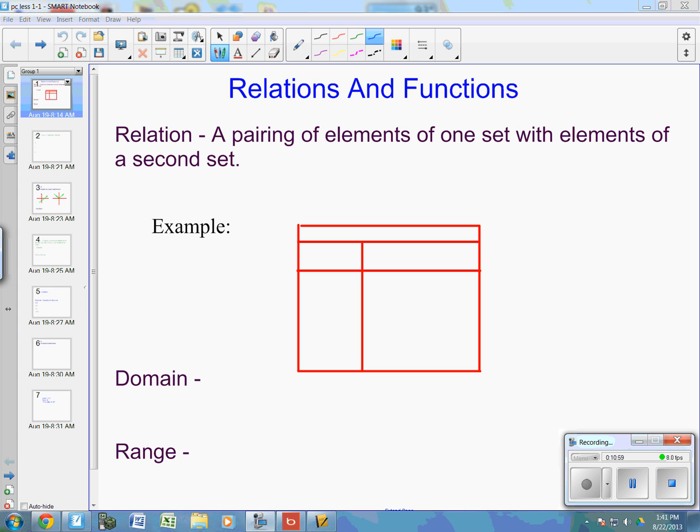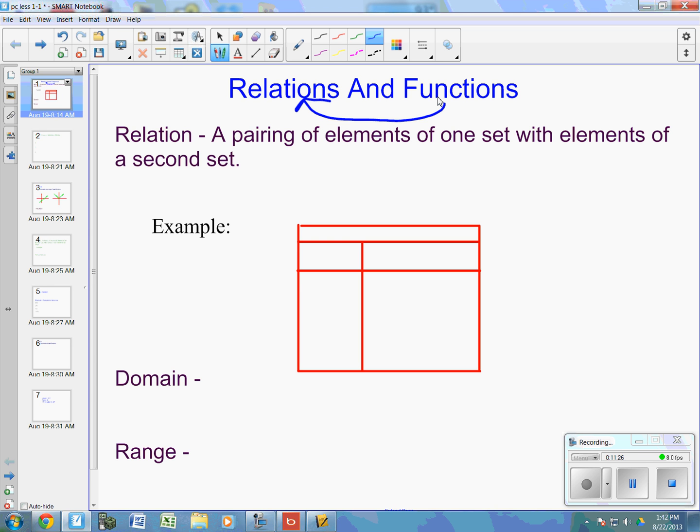Okay, so one thing you need to know right now is every function is a relation. And we'll talk about that more in just a little bit. Every function is a relation, but not all relations are functions. We're going to talk about which ones are functions and which ones are not today. By the end of the day, I want you to know the difference between a relation and a function. Okay?